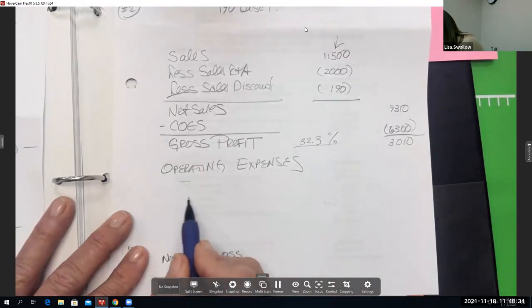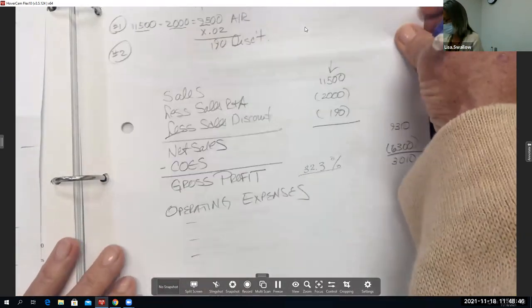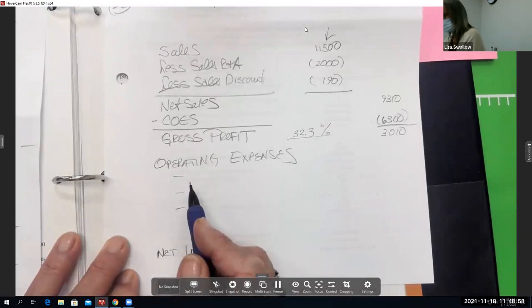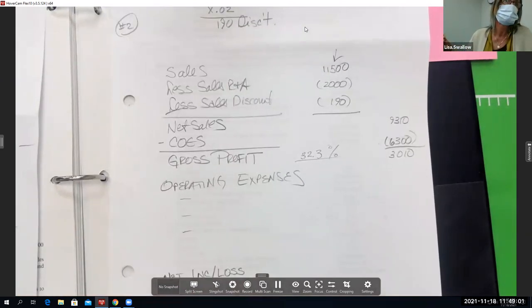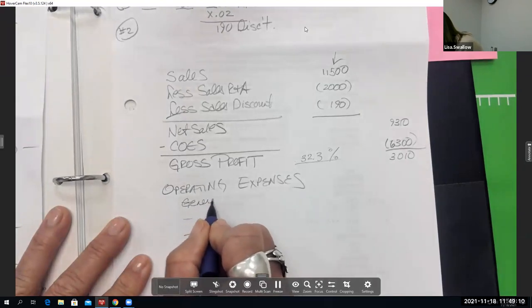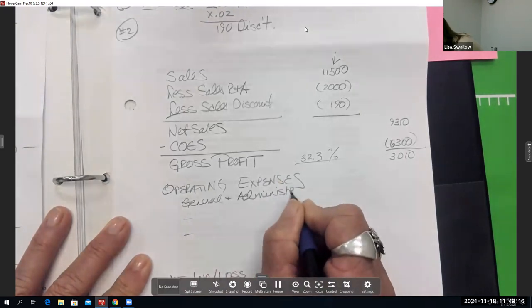You can have lots of little subheadings in here to categorize your expenses as is appropriate for your company. This is a multi-step. What's an example of one of the small categories I might have under operating expenses? Let me give you an example. One of the categories may be general and administrative. What kinds of things would you imagine you might see under there?